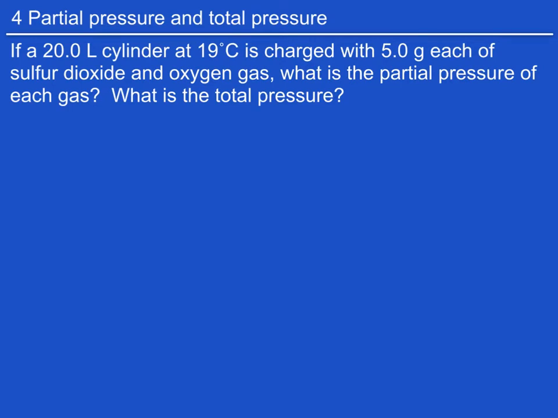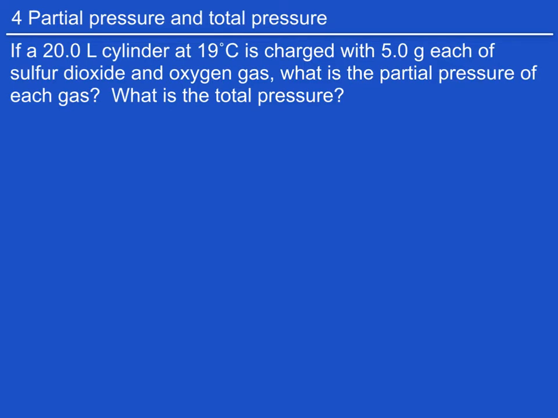Alright, so in this problem we're going to take a look at how to figure out partial pressures and total pressures of a gas. So we have a 20-liter cylinder at 19 degrees Celsius that's charged with 5 grams each of sulfur dioxide and oxygen gas. What's the partial pressure of each gas? And then once you figure out those, what's the total pressure?